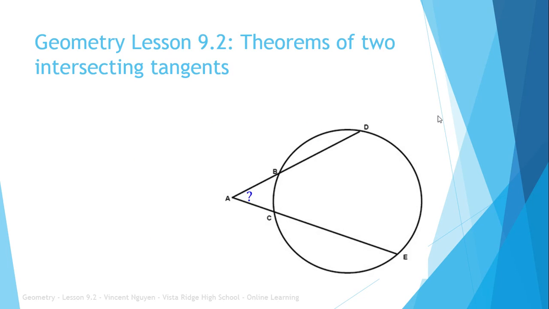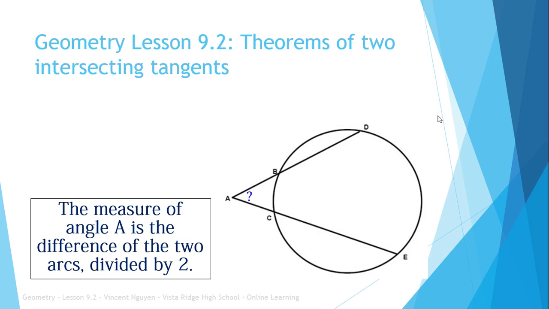Okay, so here we have a missing angle. The measure of angle A is the difference of the two arcs divided by 2. Well, the two arcs here are going to be arc DE, which is the major arc, or the bigger arc on the outside, and then arc BC, which is the smaller arc on the outside. You will subtract them and divide by 2 to give you angle A.